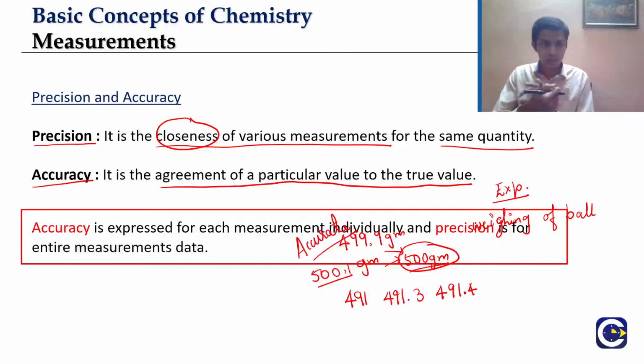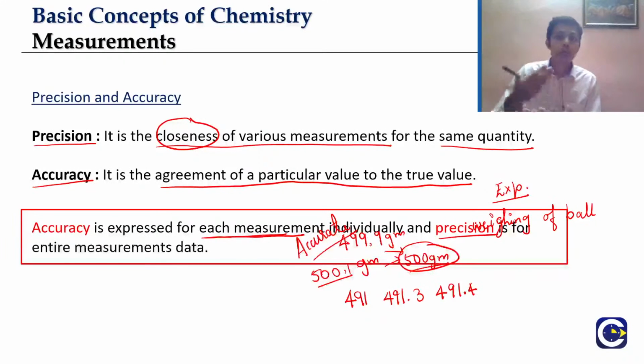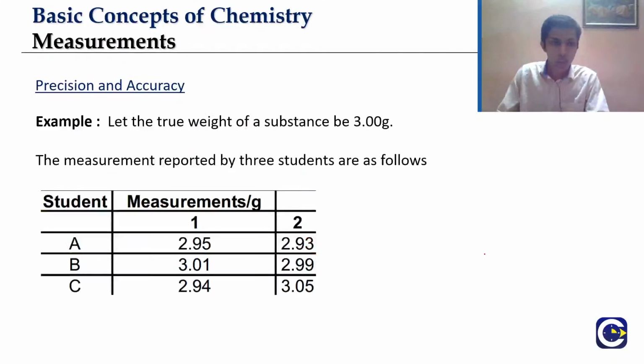Before the next example, let us go through this. Accuracy is expressed for each measurement. That means I can tell for each trial whether it is accurate or not. And precision means, based on all the three trials, whether your data is coming close to each other or not. That's what precision means. For a successful experiment, it should be both accurate as well as precise. Accuracy should be very high and precision should also be very high.